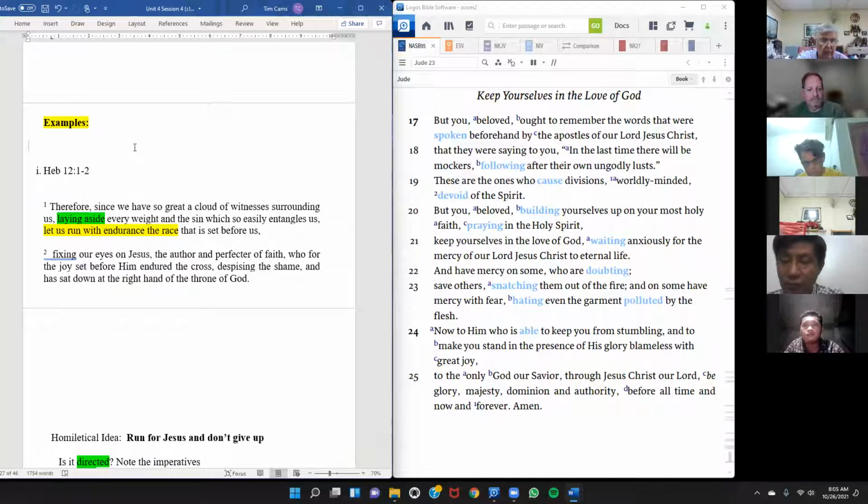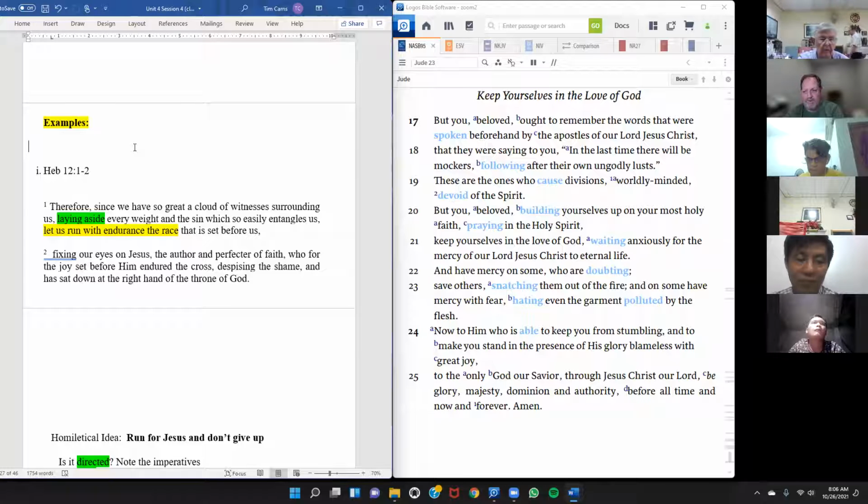Just looking at this text, Hebrews 12 in Chinese, there's no way you can identify the main verb in this text in Chinese. There's no way you can see the verb there. For us in Greek or in English, we can find the main imperative, the main verb is "let us run," in an imperative form. But in the Chinese, no.